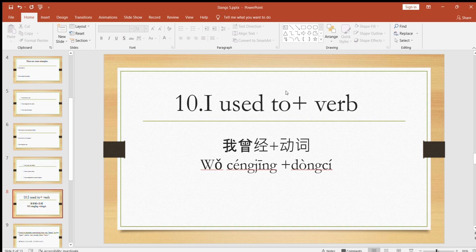I used to plus verb. So when we say "used to" and add a verb with it, it means something that we used to do in the past more frequently, but we normally don't do it now. Used to do something. You were doing something more frequently, more often in the past, but it is not commonly done by you now, or in your daily life.